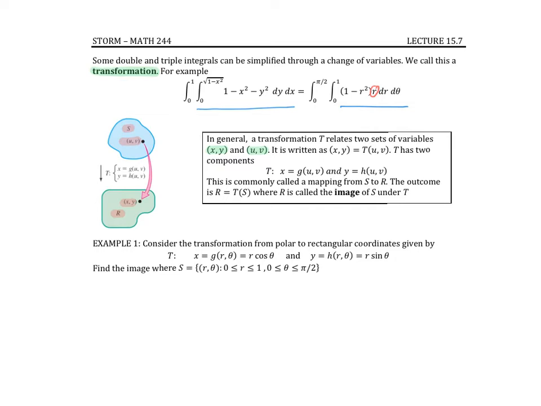So that when you take the transformation, we're going to use capital T from transformation for transformation of the UV, whatever that is, to xy. Then we can write this as T transformation, where x is going to be a function of UV, y is going to be a function of UV. Sometimes this is called a mapping, and we're going from S to our region R. The outcome is going to be this R, which is the transformation of S. R is called the image of S under the transformation T. So this is all just vocabulary. You're not going to be tested on any of this vocabulary.